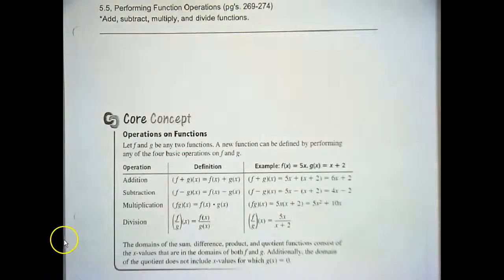We are starting 5.5 today. Okay, 5.5 today, performing function operations.